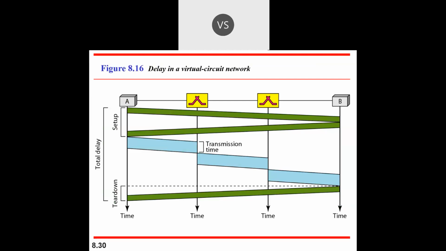Like initially, there is a setup phase. Okay, so initially it is a setup phase to identify that VCI. Then there is a transmission time. It will send the data. Then again it has some transmission time from one to another, another to the third one, and then there is a teardown. So it will be a mixture of both of them, circuit switch network and packet switch network.